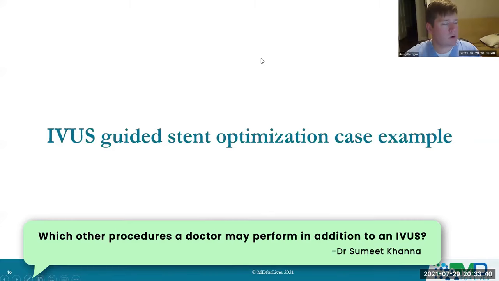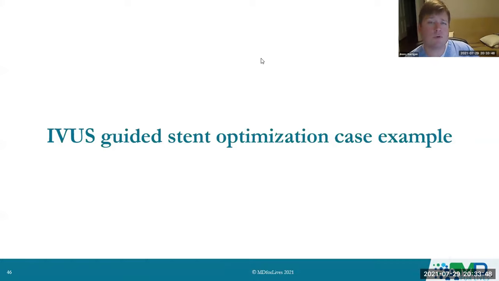So a question for in the comments, what other procedures a doctor may perform in addition to an IVUS? There are so many. There's a laundry list. Generally speaking, we use intravascular imaging to decide, once we know we're going to treat something, how to treat it. So how to size our stent, what devices might be needed in order to prepare the vessel for it with atherectomy or lithotripsy. Again, we use IVUS sometimes to decide whether or not we should fix something.